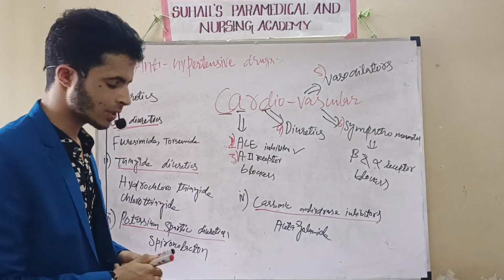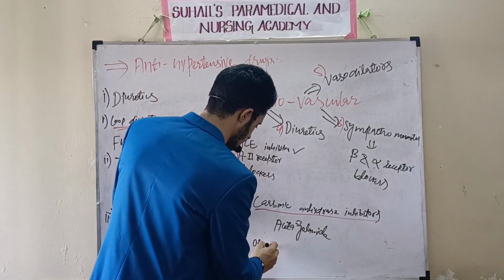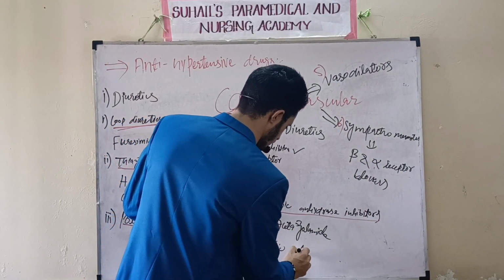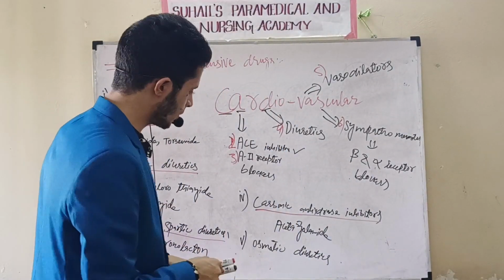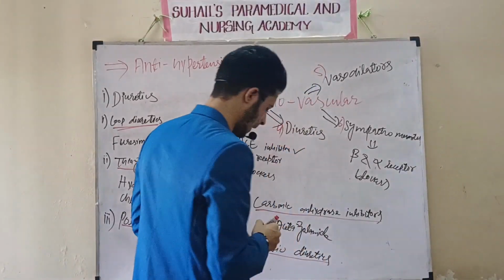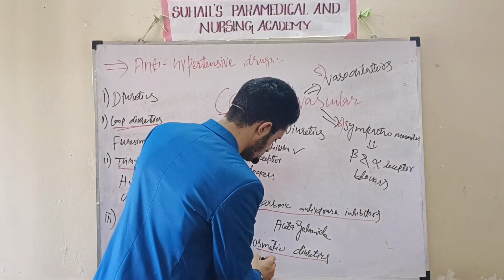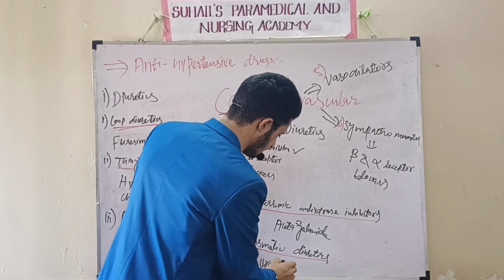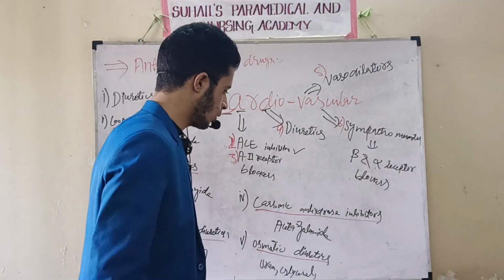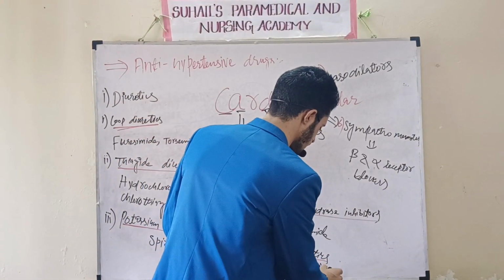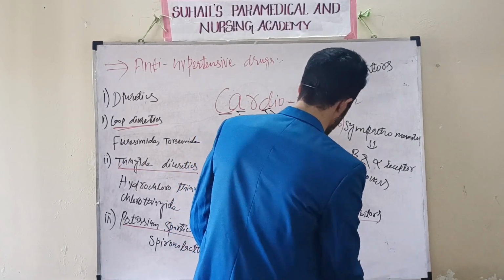Is there any more classification? Of course, there is one more classification, that is osmotic diuretics. In case of osmotic diuretics, what example will you remember? You will remember urea, glycerol, and one more, that is mannitol. These are the osmotic diuretics.